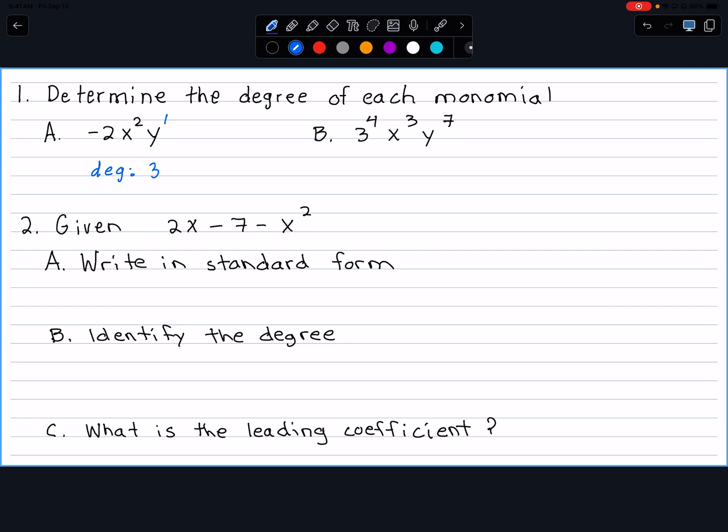So for example, if we look at B, same idea. We're going to take the exponents on the variables, only the variables. So we don't care about the exponent on the 3. We don't care about that. So we're just going to take the exponents on the variables, add them together, and that is our degree. In regards to number 1, A or B, do you have any questions?